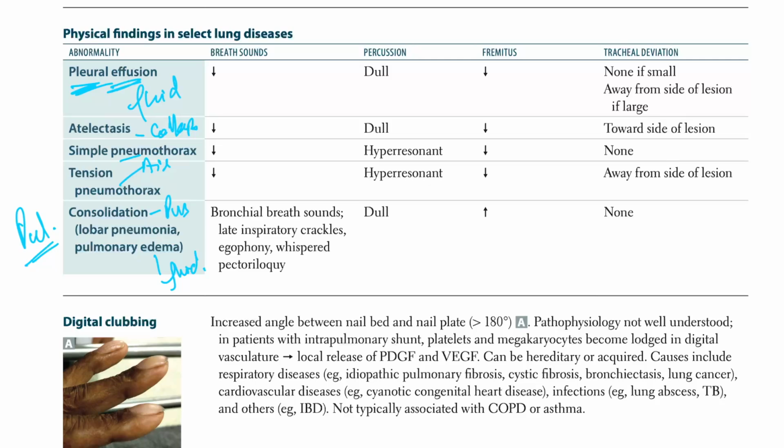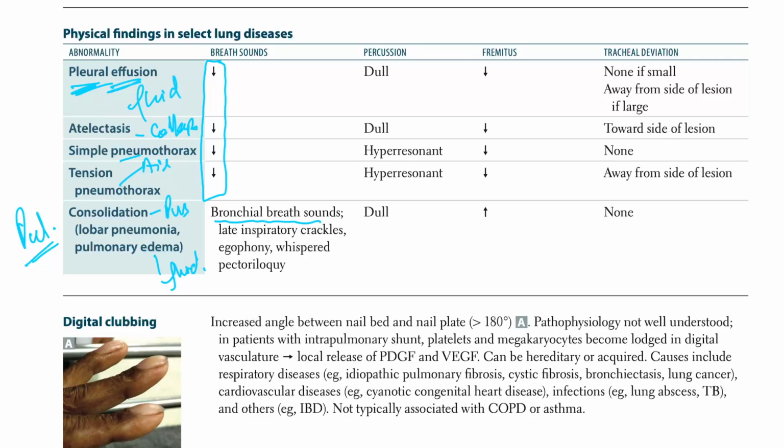So what's going to happen to your breath sounds? Well, the breath sounds are going to decrease in all of these, right? And here you will have bronchial breath sounds. You will see bronchial breath sounds in consolidation, which is pus or fluid, right? But the other way, breath sounds are just decreased in the rest of them, right?